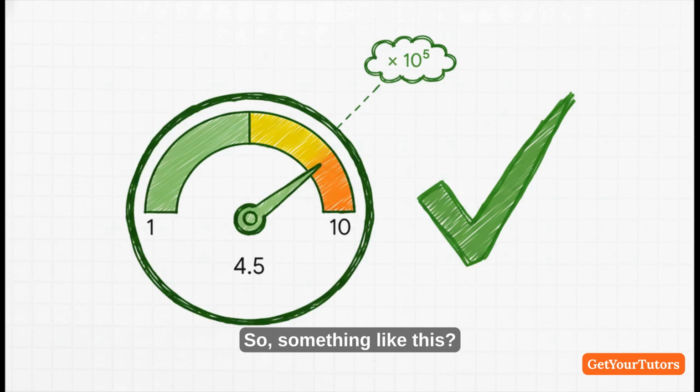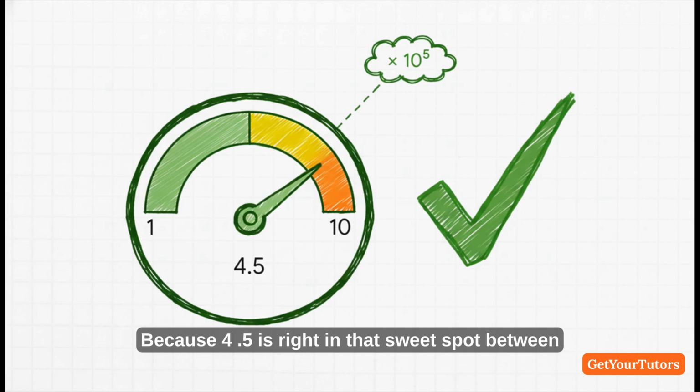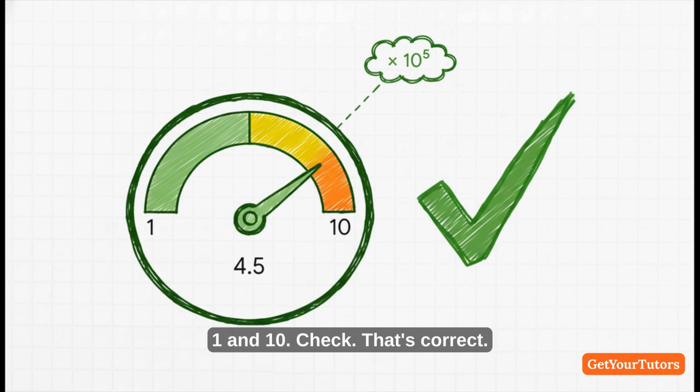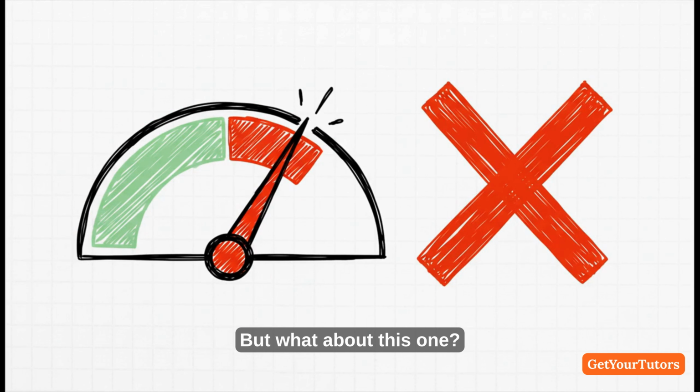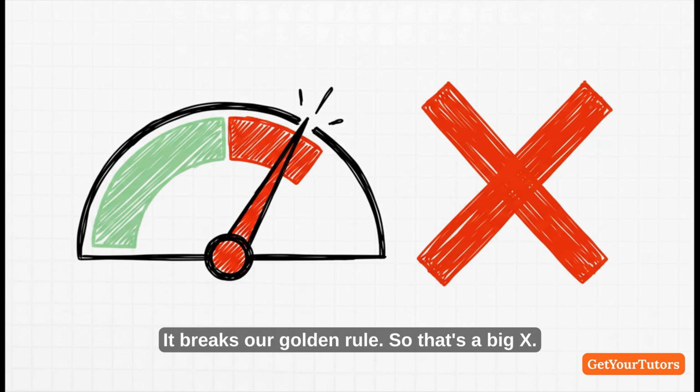So, something like this, 4.5 times 10 to the fifth, perfect? Absolutely perfect. Why? Because 4.5 is right in that sweet spot between 1 and 10. Check, that's correct. But what about this one? 12 times 10 to the 5. No way. That is not correct, because 12 is bigger than 10. It breaks our golden rule, so that's a big X.